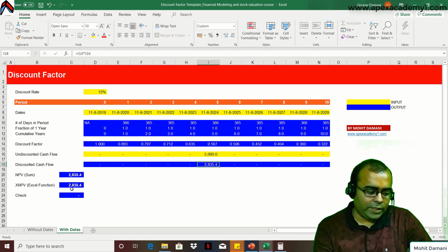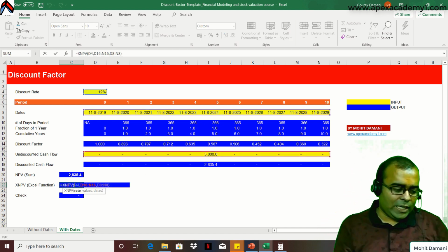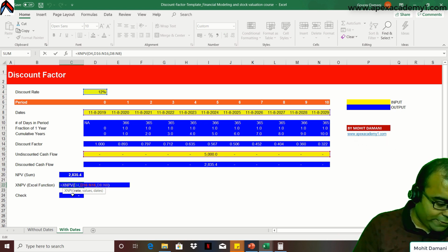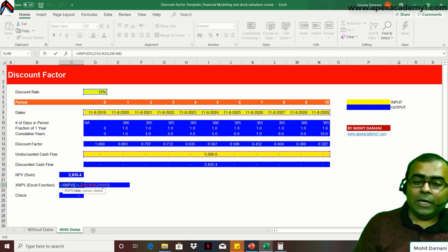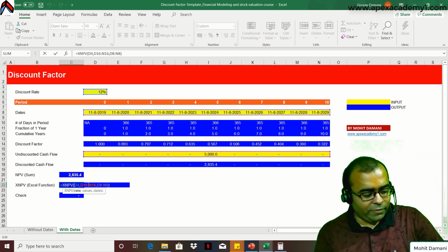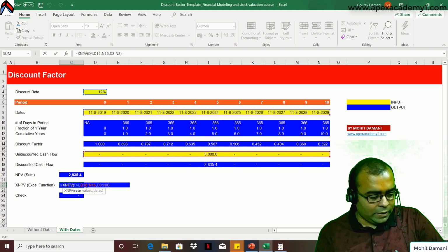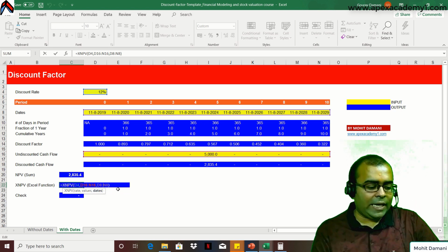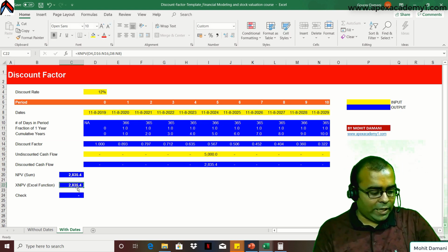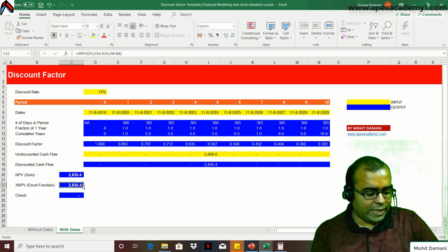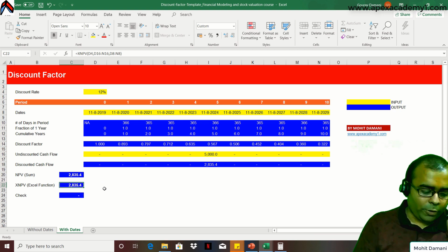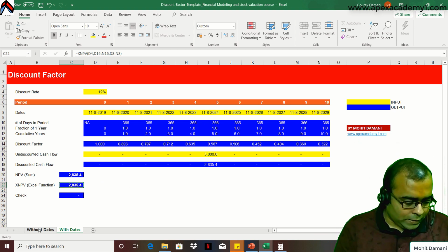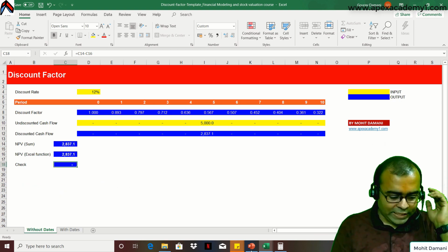5000, 2835. Again, the XNPV functionality. How does it work? It works with rate, values and dates. So there is another NPV functionality in Excel, called XNPV, where you need to plug in the dates, the rate, which is the same, and the values, which are also the same, but this time it calculates on the basis of dates. So as you can see, it also gets the same answer, that is 2835.4. Okay, I hope the thing is clear.